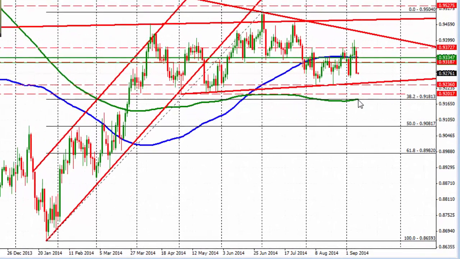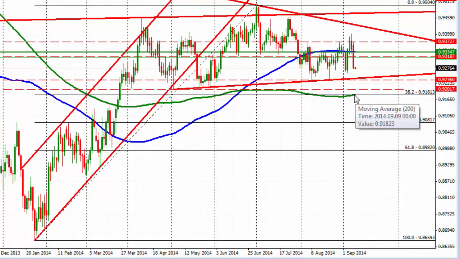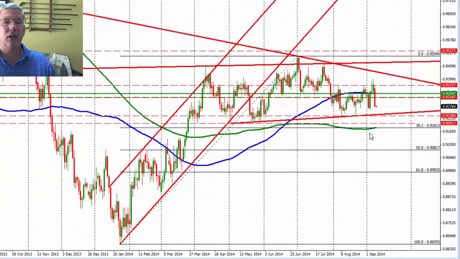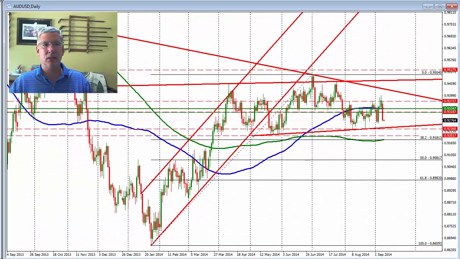I want to give your attention to this level at 91.82, because if we move through these lows right here, which come in at the 92.36 level, we could head on down toward this 38.2% retracement and 200-day moving average. Both of them come together at the 91.82 level, and that's going to be a really, really key level for the Aussie versus US dollar. If we break below that level, that opens up the door to the downside for further selling pressure.